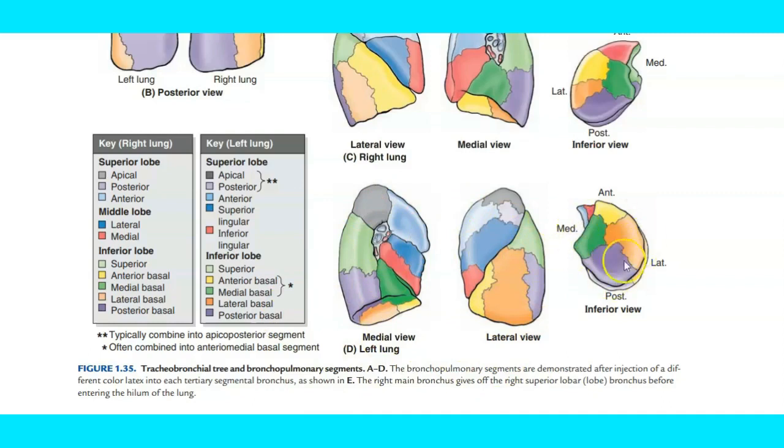Now let's look at the inferior aspect. When you're looking at it from the inferior aspect, what do you find here? You find this red area, which is the inferior lingual segment. Then you find the what? Superior lingual segment. Then what do you find here? This is the anterior basal segment, this is the medial basal segment, this is the lateral basal segment, and this is the posterior basal segment.